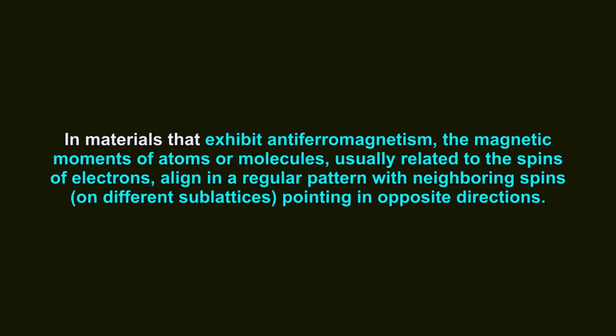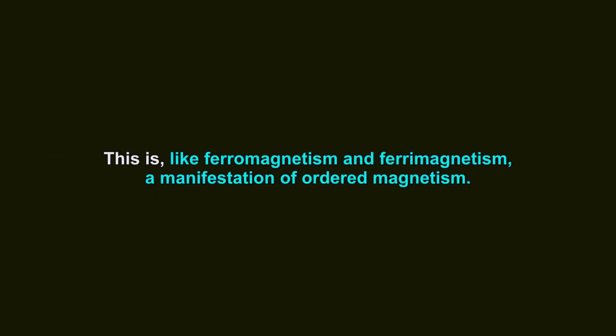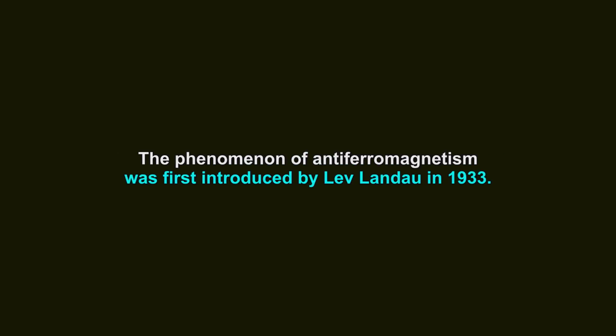In materials that exhibit antiferromagnetism, the magnetic moments of atoms or molecules, usually related to the spins of electrons, align in a regular pattern with neighboring spins on different sublattices, pointing in opposite directions. This is, like ferromagnetism and ferrimagnetism, a manifestation of ordered magnetism. The phenomenon of antiferromagnetism was first introduced by Lev Landau in 1933.